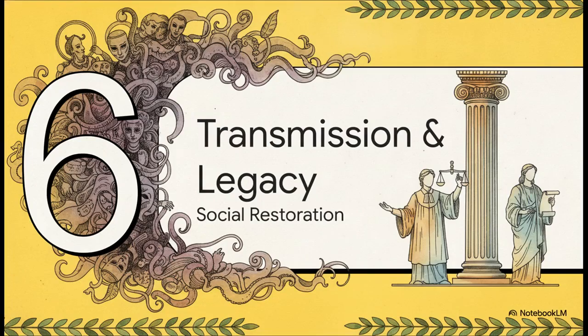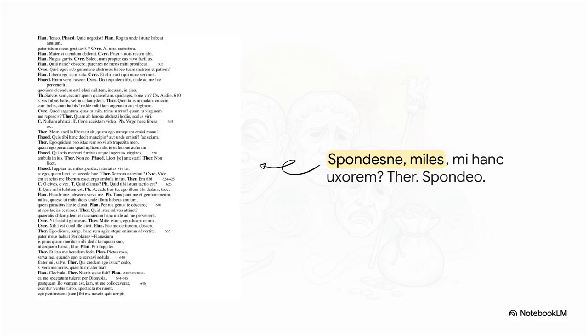And finally, Part 6. Transmission and Enduring Legacy. Social Restoration. When we look at the material preservation of this specific manuscript ending, it's fascinating to see how Plautus permanently codifies this restoration. You see, the conclusion of Curculio shifts dramatically from clandestine, chaotic trickery into a space of highly legitimate social order. The comedic subversion must eventually give way to societal stability.